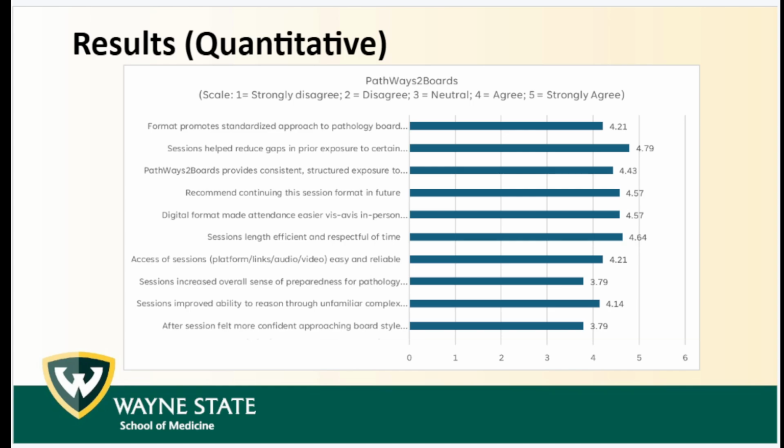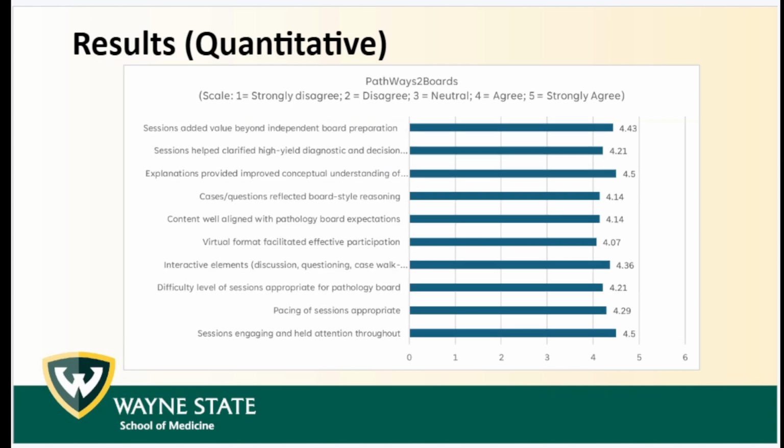This graph contains two domains: after sessions, learners felt more confident approaching board-style questions, and sessions increased overall preparedness for pathology boards. These were rated 3.79 out of 5. Of all the questions using the Likert scale on the survey, these two were ranked the lowest, but they are the only two components that are ranked below 4, which indicates that overall there are consistently positive learner perceptions across all evaluated domains.